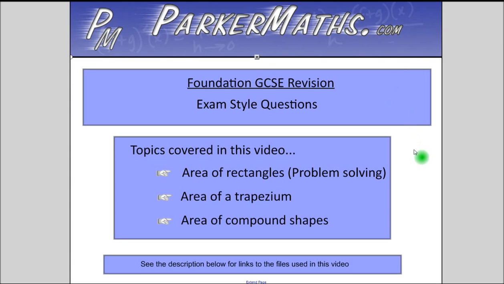The topics covered in this video include area of a rectangle, where we're doing problem solving with that topic. We've got area of a trapezium and we've got area of compound shapes. Compound shapes are just more complicated shapes made up of simpler shapes that we already know how to work out the area of.